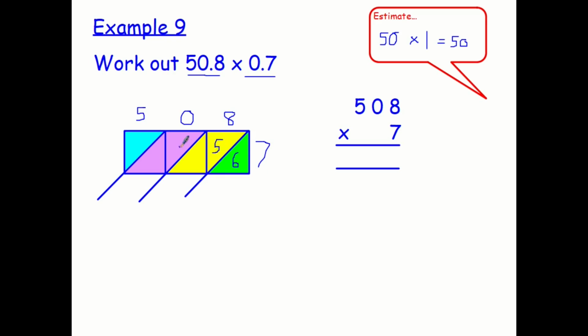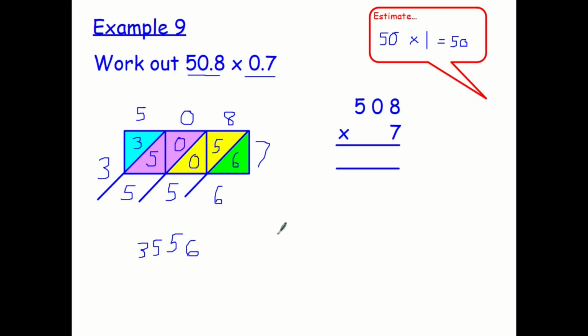0 times 7, don't trip up here. Anything times 0 is 0. 0 times 7 is 0. So zeros go in both these parts here. 5 times 7 is 35. Adding on the greens, I just get 6. Adding on the yellows, I get 5. Adding on the purples, I get 5. Adding on the blues, I just get 3. So the digits of my answer are 3, 5, 5, 6.